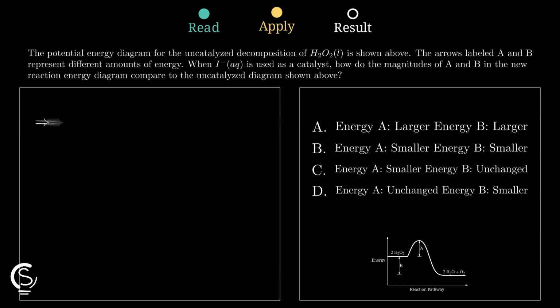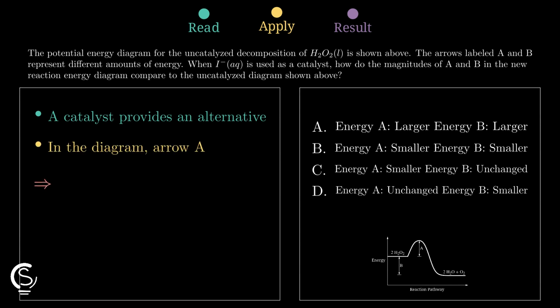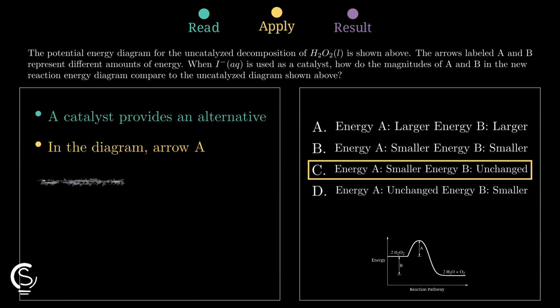Looking at the diagram, arrow A represents the activation energy needed for the reaction to proceed. Since the catalyst lowers this barrier, the magnitude of energy A must become smaller now. Arrow B shows the potential energy difference between reactants and products, the enthalpy. This value remains constant because starting and ending states never change.